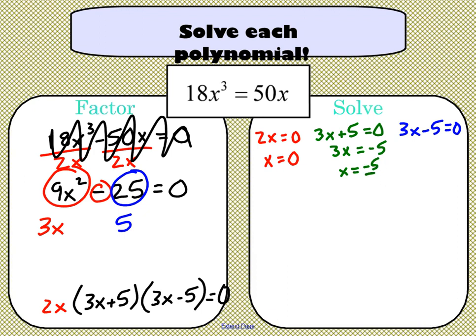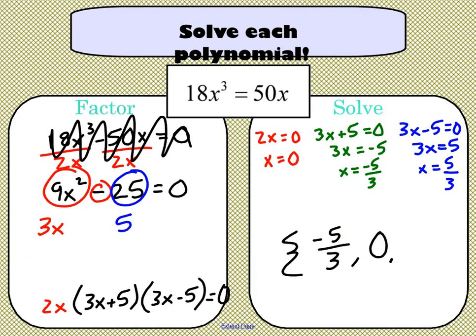Last one, I'm going to add 5 on both sides, so I get 3x equals 5, and then x equals 5 over 3. So I just write these in order here. My negative number is going to be my smallest number, so I'm going to go ahead and start with negative 5 over 3, comma 0, comma 5 over 3. So I actually have 3 different solutions on this problem. The reason we have 3 solutions is I have that cubed right there, so it's going to have 3 solutions. Usually we just have a squared, so we have 2 solutions.